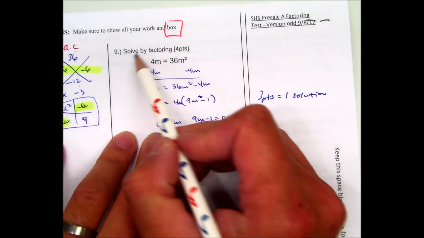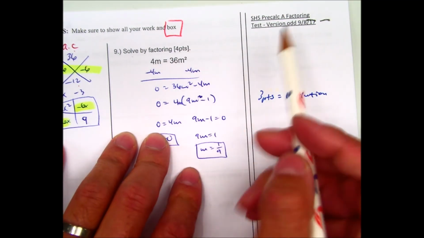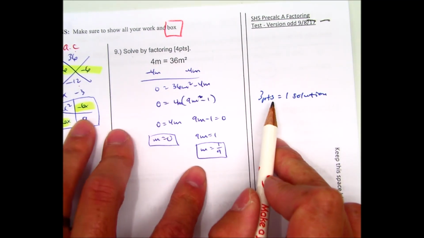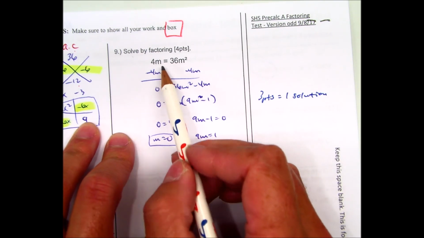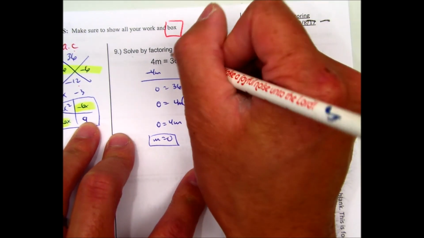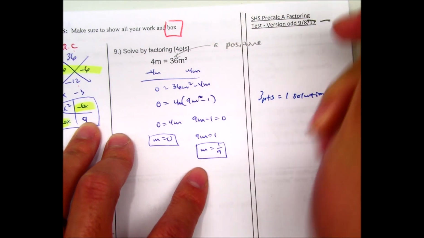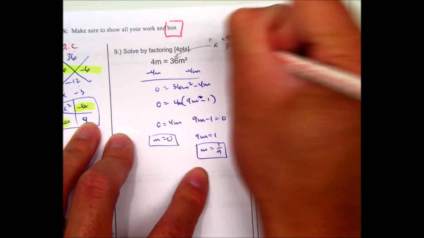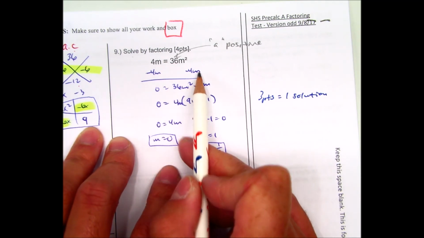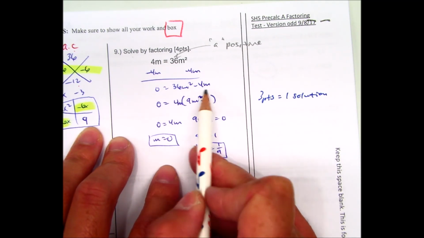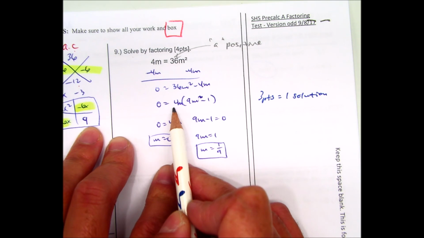Question number 9 says solve by factoring. If you just got one of the solutions, they give you 3 points. Again, I'm going to set it equal to 0. You're trying to make your a value positive. The reason why is it makes it easier to factor. So subtract 4m from both sides. Now I'm going to factor out a greatest common factor of 4m.